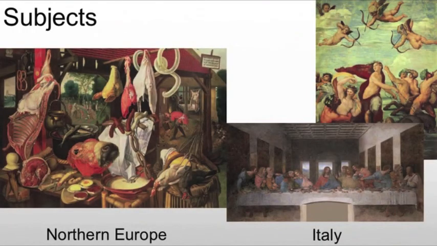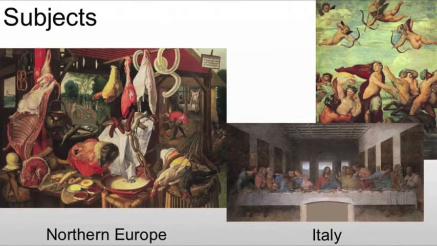In terms of subject, in Italy, we tend to see religious and mythological scenes, as we see with Galatea by Raphael and The Last Supper by Leonardo. Whereas in Northern Europe, we tend to see scenes that are looking at religious and domestic themes, and they frequently mix. So we see religious images in domestic settings. We see a lot more humble images.